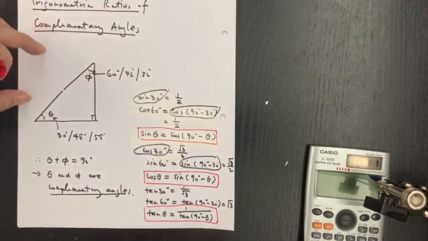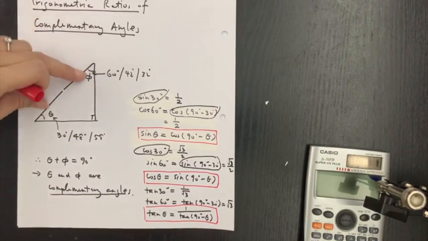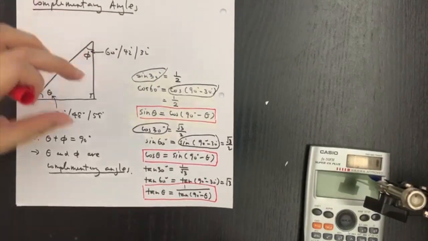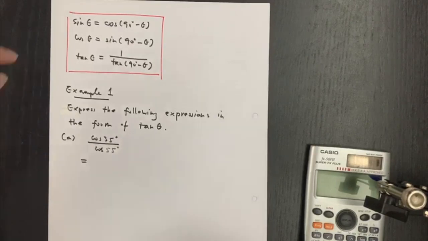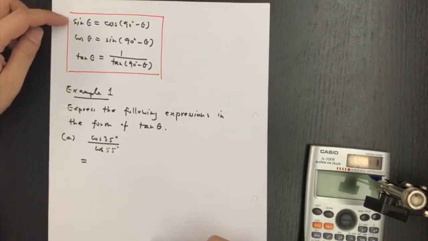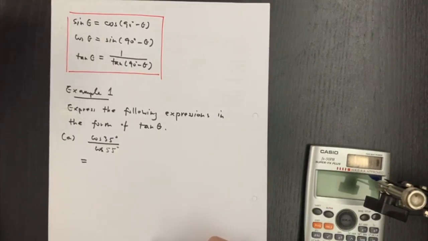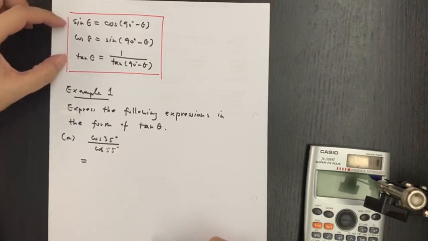So when we have these two angles that are complementary angles, we have three identities in this chapter. Okay, so let me rewrite these three identities again inside the box here.